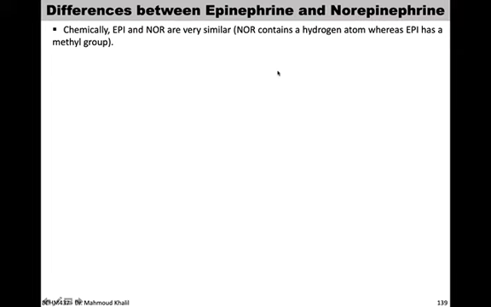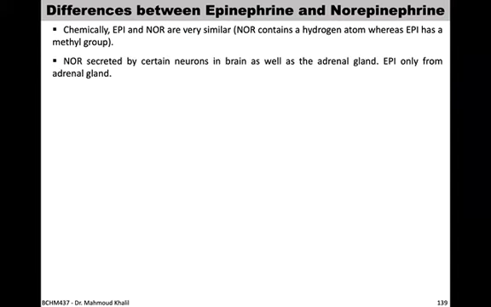So actually, let's talk about the difference between epinephrine and norepinephrine. Chemically, they are very similar. The difference is mainly the presence of a methyl group in epinephrine and a hydrogen in place of that methyl group in norepinephrine. Norepinephrine is secreted by certain neurons in the brain as well as the adrenal glands, so there is another input for norepinephrine, while epinephrine is only secreted from the adrenal gland.